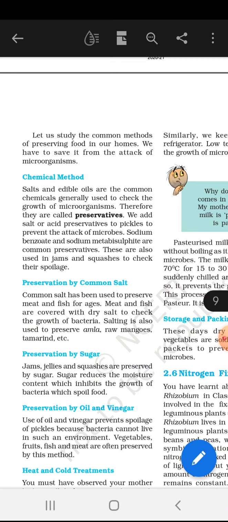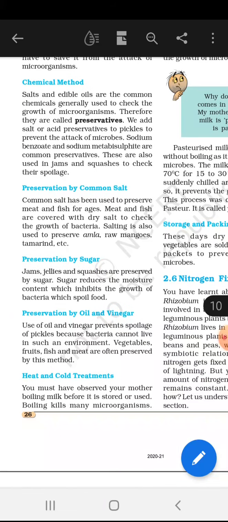Now, preservation by common salt. Common salt is generally used by removing the water content from the food. So meat and fish can be preserved by this method. We can also preserve by salting amla, raw mangoes, tamarind, etc. Then preservation by sugar. Jams, jellies and squashes are preserved by sugar. Sugar reduces the moisture content, which inhibits the growth of bacteria that spoil the food.